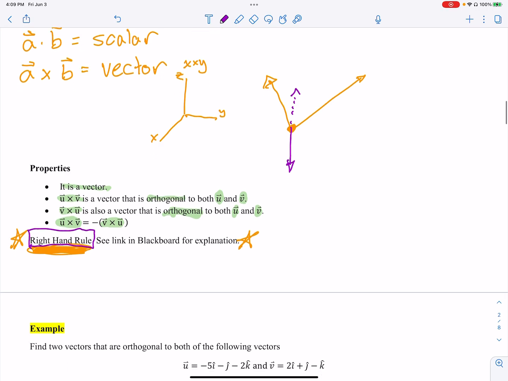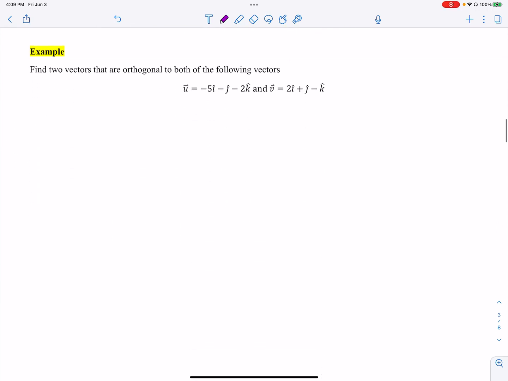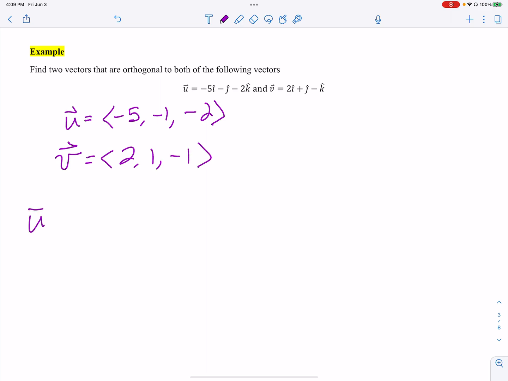All right, let's do an example. It says find two vectors that are orthogonal to both of the following vectors. So I have u. I'm going to write this in component form because I like it. And then I also have v, and that's 2, 1, -1. And I want to find u cross v because I know that that will be orthogonal to both of the vectors. So I write this out.